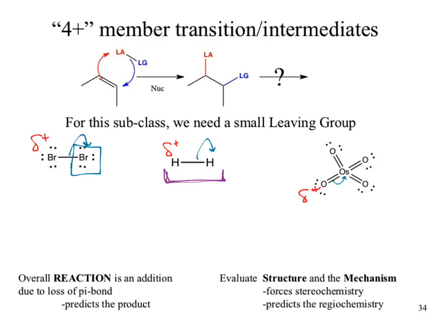Electrons. Pi electrons. Are those big or small? Small. Small, which means we're sitting in our 4+ transition membered system. Okay? So what we're trying to do is think about those reagents and how they can potentially react.